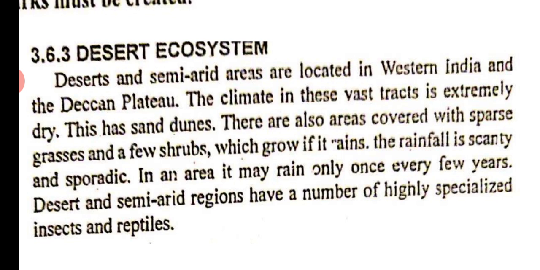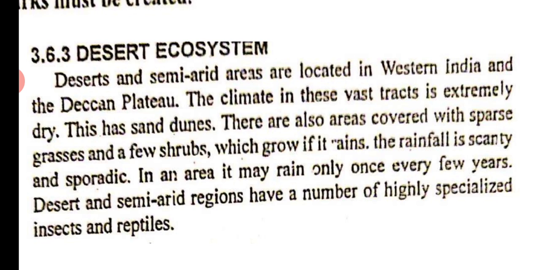Because the rainfall is very less and happens only at times, not regularly, only a very small area of the desert ecosystem is covered with grass or a few shrubs. You don't find trees, you only find small grasses or shrubs. In an area, it may rain only once every few years. So rainfall, as I was telling, is scanty and sporadic. Sporadic means it happens only sometimes in a year or sometimes in a few years.